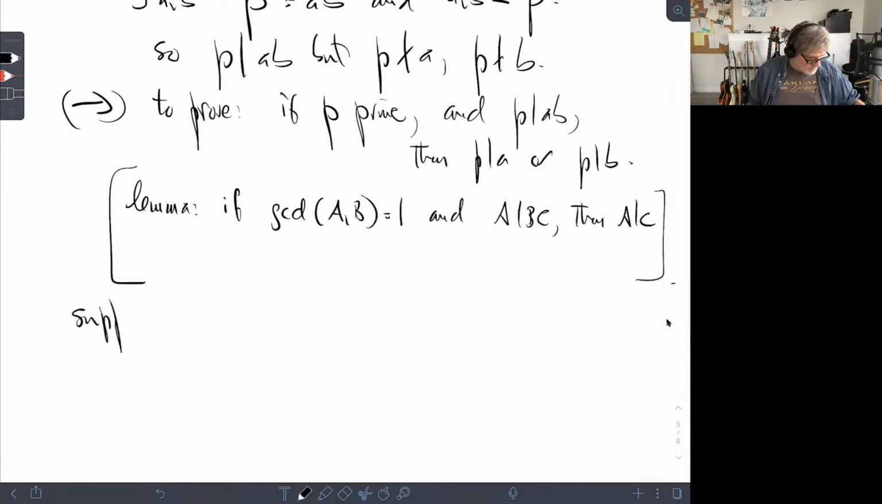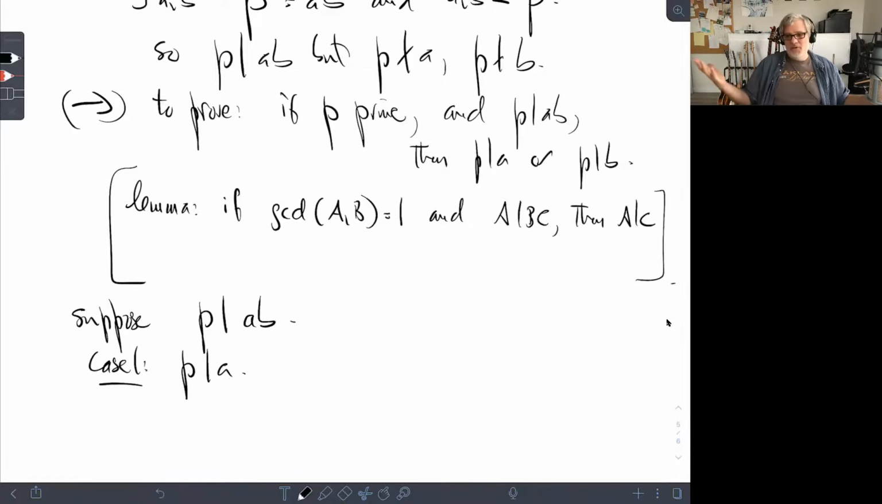Suppose P divides A times B. I want to show that it divides either A or B. I'm going to split it up into two cases. Case one. I know this looks silly, but case one, P divides A. Then we're done, right?